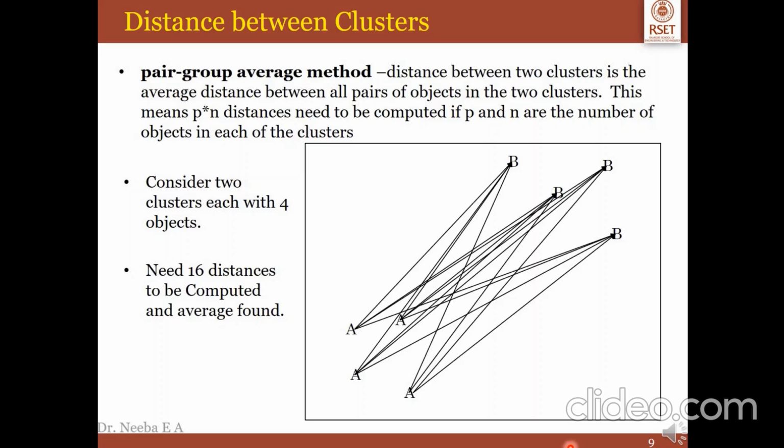Now we can see in the diagram that there are A clusters and B clusters, and every point in the A cluster is computed with every point in the B cluster, and the average of each of these distances will be considered. So we need 16 distances to be computed for 4 objects in each cluster. That is the average link distance method.